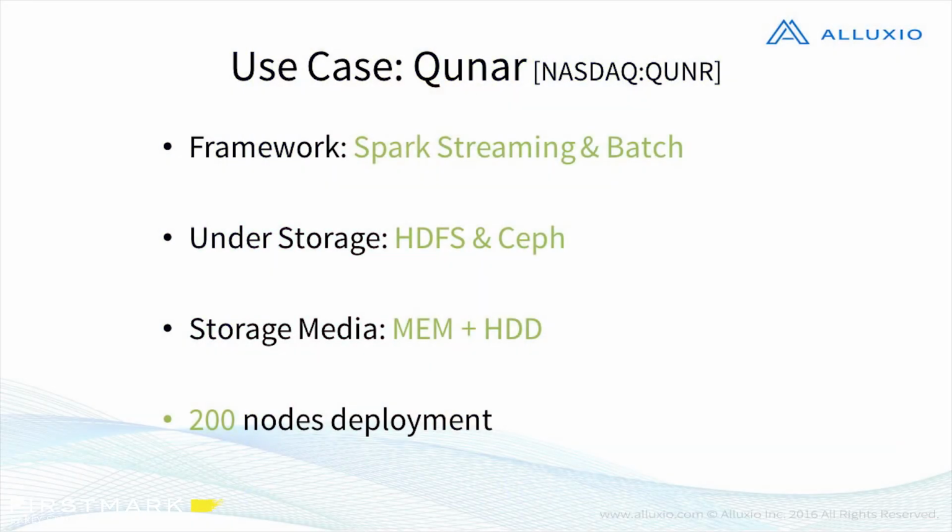Okay, so another use case is Qunar. That's a NASDAQ company. It's China's Expedia, and they use Alluxio. They run streaming workload on top of it, and they also use Alluxio to share the data efficiently between streaming processing and their batch processing, and use Hive in this particular use case. And below Alluxio, they use Alluxio to manage both HDFS and Ceph. And they use Alluxio to manage memory plus HDD, and they have a 200 nodes deployment. And they are running this system in production to do real-time metrics processing, and it's sub-second latency.